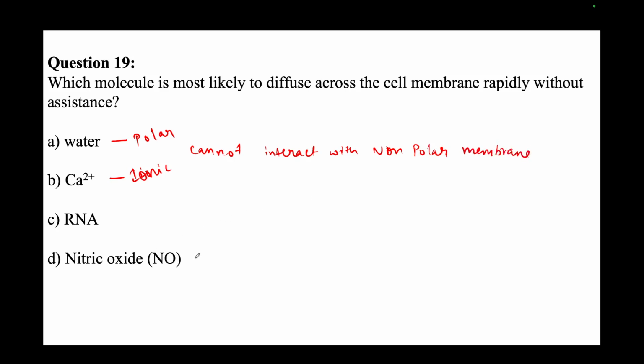Nitric oxide, since it is gaseous and it is a non-polar molecule, it can easily, and it's a very small molecule, right? So, many factors are there. It is gaseous, it is non-polar, and it is very small in size. Okay. So, for nitric oxide, it is very easy to diffuse through the membrane. Okay, easy to diffuse without any assistance. So, it can diffuse on its own.